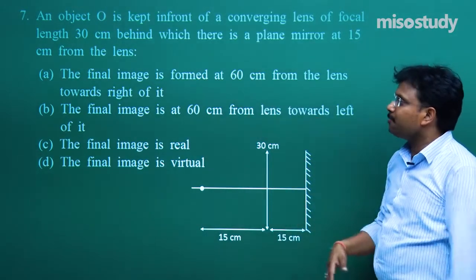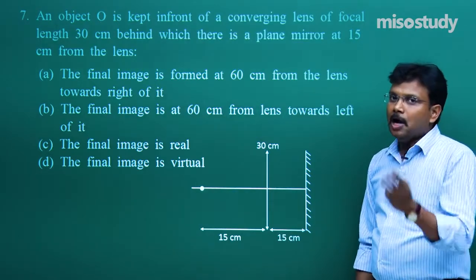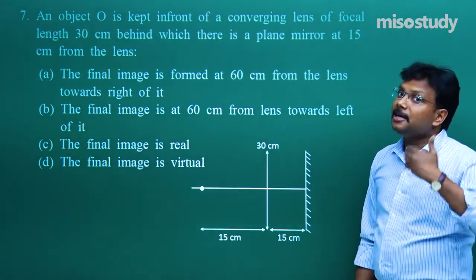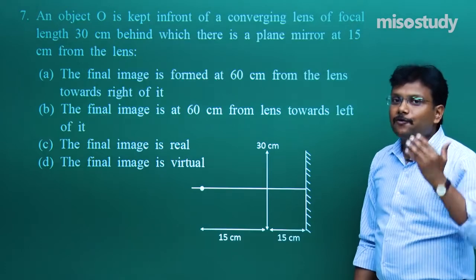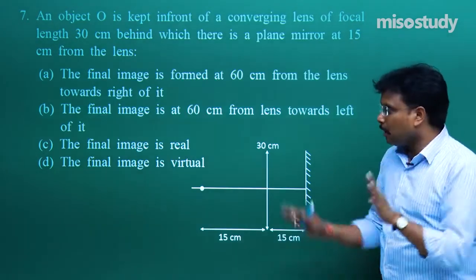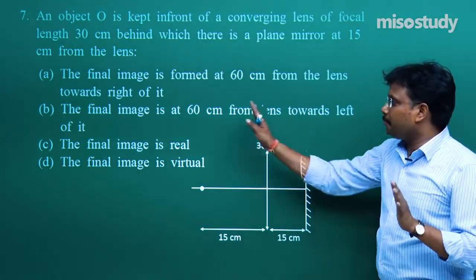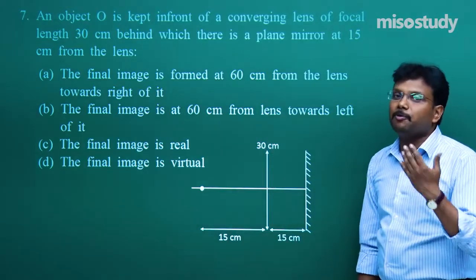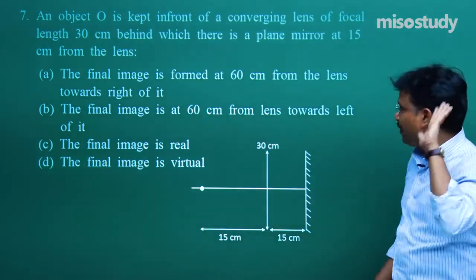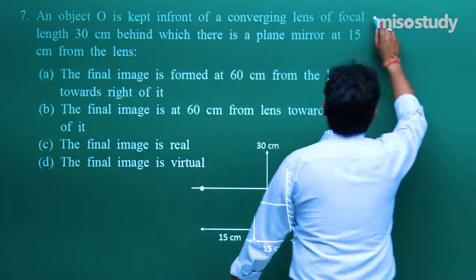So there are 4 options basically in this question. Again, you have to find final image nature and final image position. So now the idea is clear in our mind. We have to find the nature of the final image and we have to find the position of the final image. Fine. So same approach.